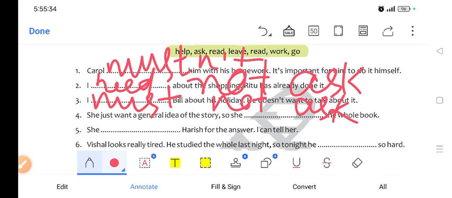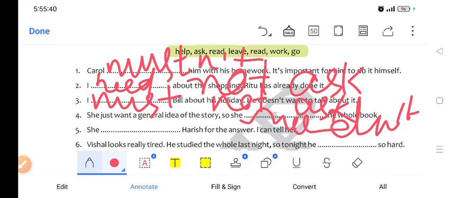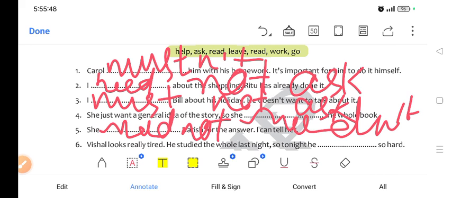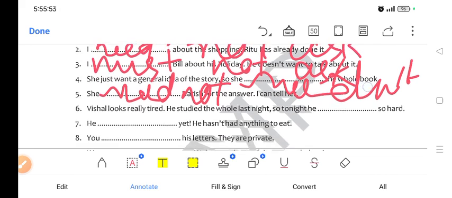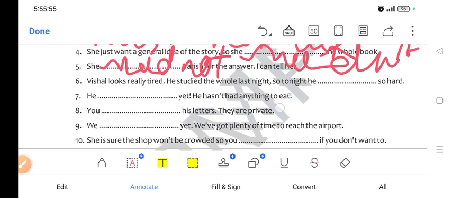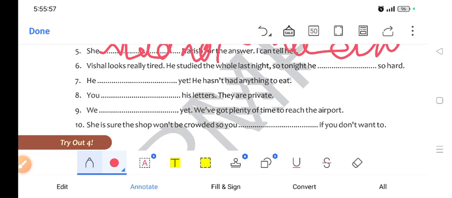She wants a general idea of the story. She need not read. What will be right here? Need not. She need not read the whole book. Here again, need, then not. Next is, Vishal looks really tired. He studied the whole last night, so tonight he need not work so hard.